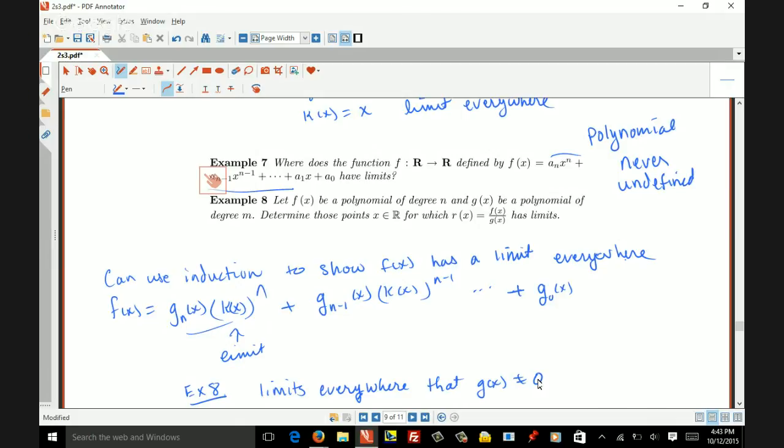It said the limits had to be non-zero. So everywhere that g of x is not equal to 0. We just went over that last couple of days in pre-calculus, except they don't know limits, so we're just talking about graphing for them.